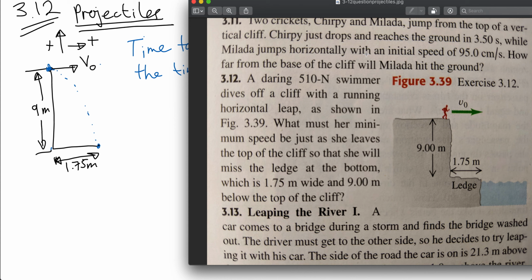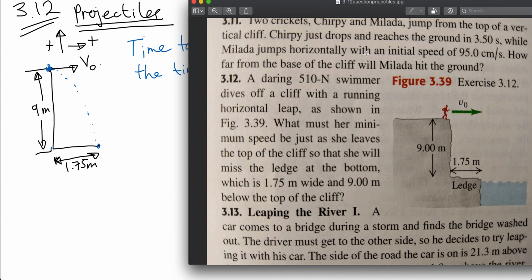So what must her minimum speed be just as she leaves the top of the cliff so that she will miss the ledge at the bottom, which is 1.75 meters wide and 9 meters below the top of the cliff? The important point is that this person travels horizontally initially and has no vertical velocity to start off with. So all the velocity is horizontal and it's v0. That's what we're trying to find.